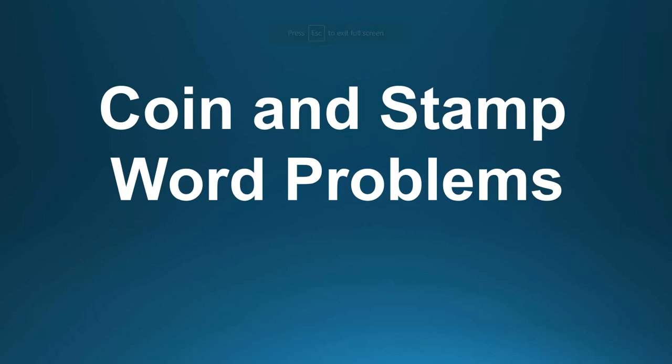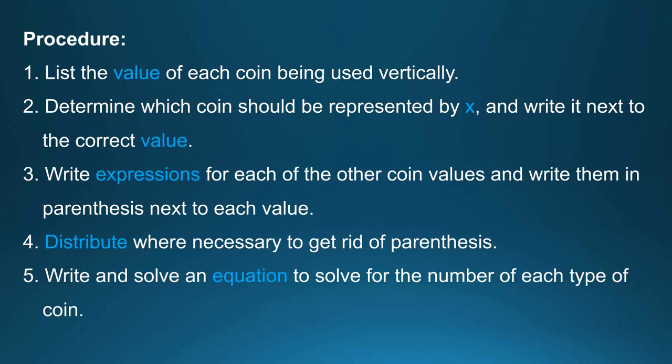Okay, gang, today we're taking a look at another type of word problem and building equations. In today's lesson, we're looking at coin and stamp word problems. Here's the process. First, list the value of each coin being used vertically.